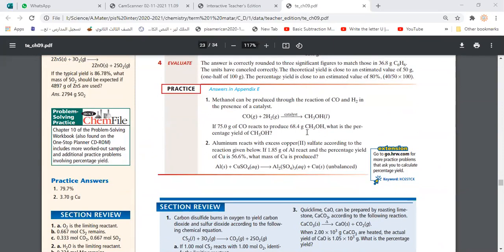He asks you, methane can be produced through the reaction of carbon monoxide and hydrogen in the presence of a catalyst. He provided the equation for you. Then he asks, if 75 gram of carbon monoxide reacts to produce 68.4 gram of CH3OH, what is the percentage yield of CH3OH? That's a very good question. So what is the percentage yield?